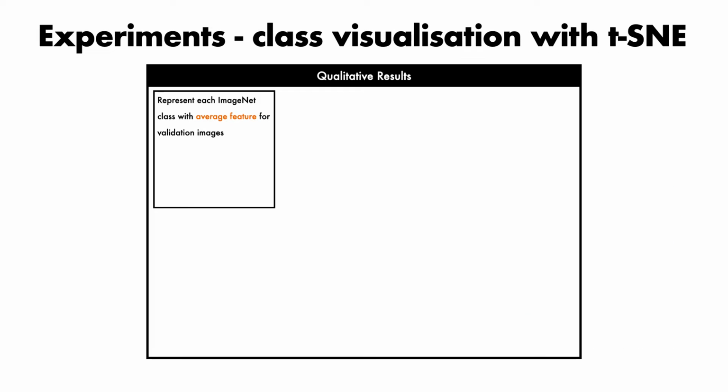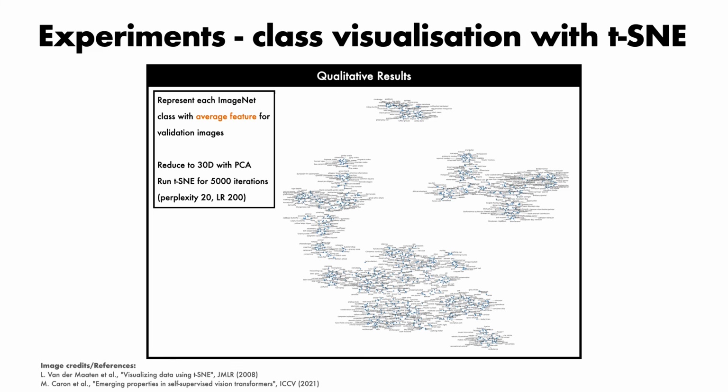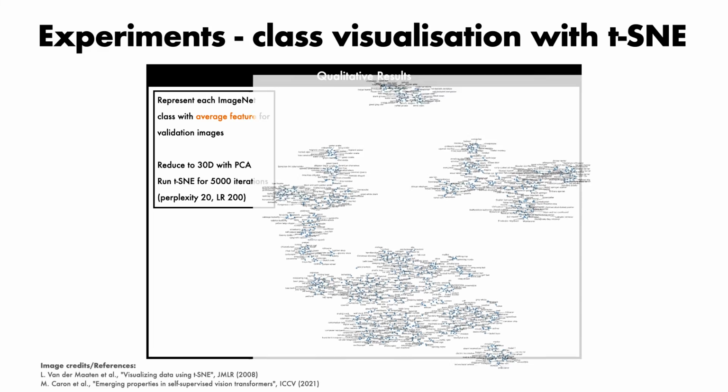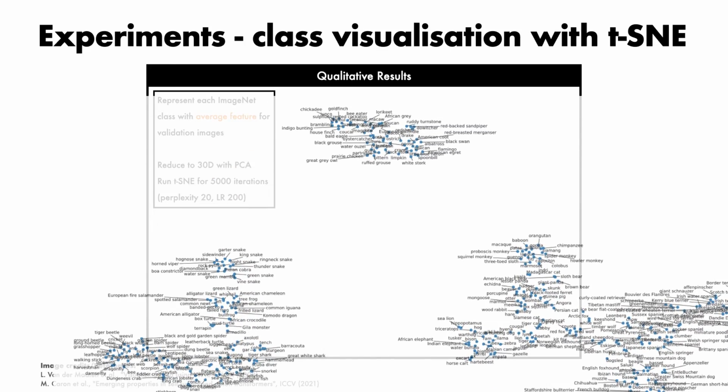As a further visualization, each ImageNet class is represented with its average feature across the validation images. These features are reduced to 30 dimensions using PCA, upon which t-SNE is run for 5,000 iterations with a perplexity of 20 and a learning rate of 200. Here are the results. There are a lot of ImageNet classes, so we can zoom in to get a better idea of what is happening.